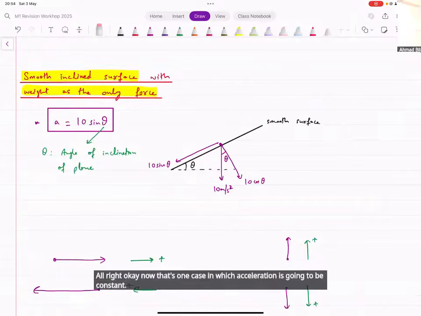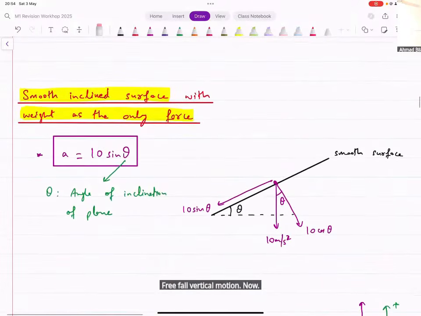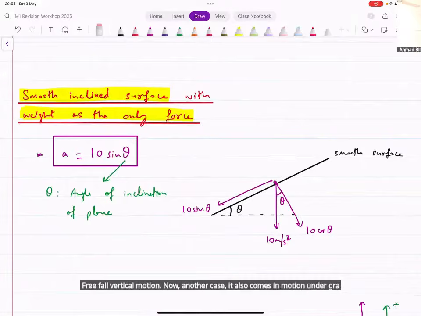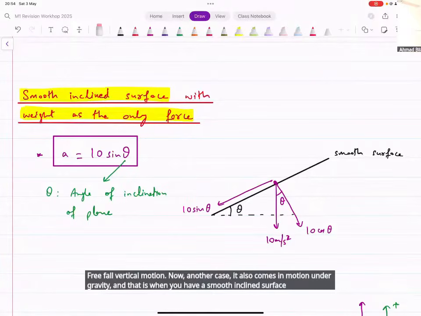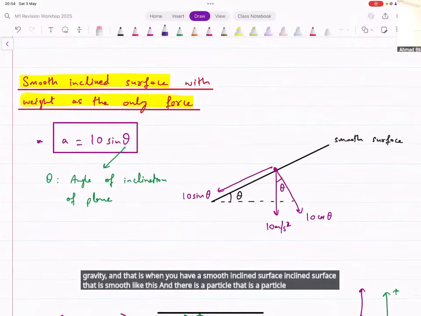Free fall, vertical motion. Now, another case that also comes in motion under gravity is when you have a smooth inclined surface. Inclined surface that is smooth, like this. And there's a particle that is moving along the surface.